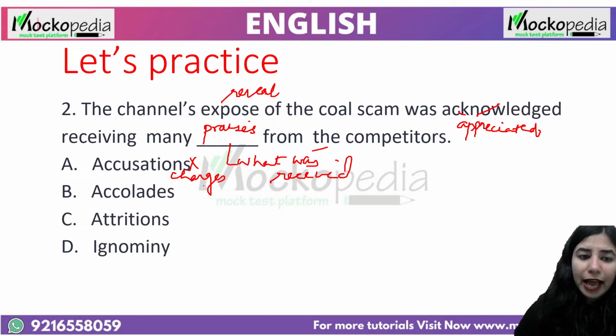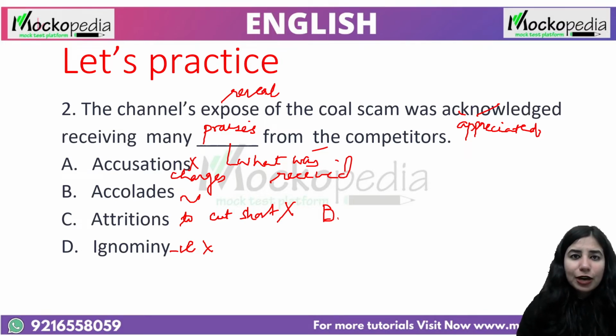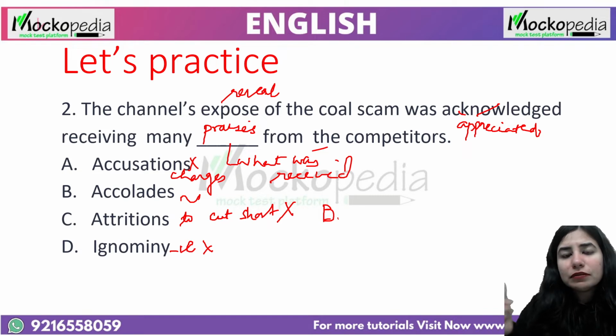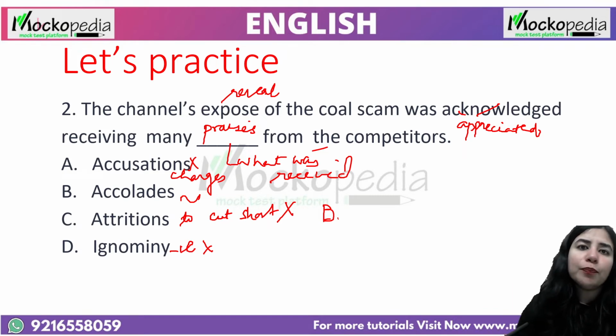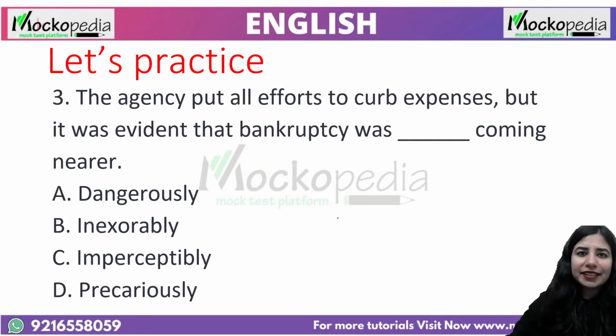So acquisition charges goes out. Accolades is appreciation, we can definitely keep this. Attrition is to cut short. So this also goes out. Ignominy is a negative word. We are looking for a positive one. So B is going to be the answer. So simple, isn't it? That's how you are not going to take a lot of time while you're applying the strategies. I know I'm repeating myself, but again, this is a very valid point in preparation: have a strategic approach. Just don't go random and do anything that you would want, right? So let's try the next question. Please give it a shot and then we are going to discuss.